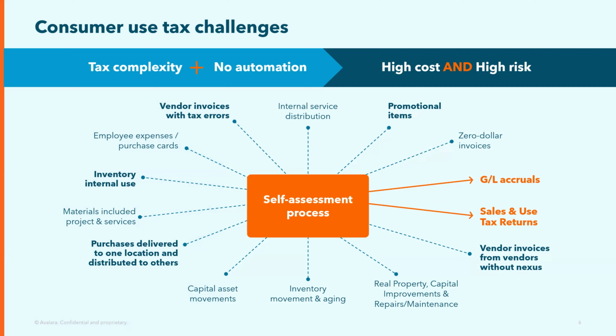There can be errors on vendor invoices, and we need to be able to correct those. Maybe they only charged you $10, and it really should have been $15, so we still need to self-assess that $5. Or maybe we bought items in one place but are utilizing them, for example in the construction industry, at multiple different points of usage. All those calculations need to be taken care of so that ultimately we get them out for the GL accruals and the sales tax returns from a filing perspective.